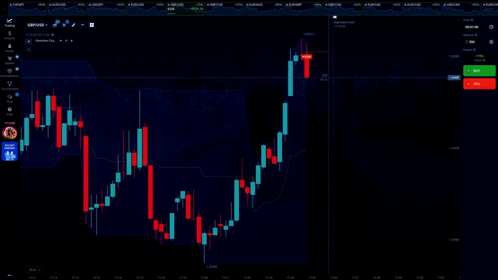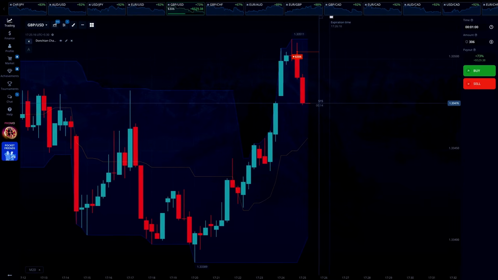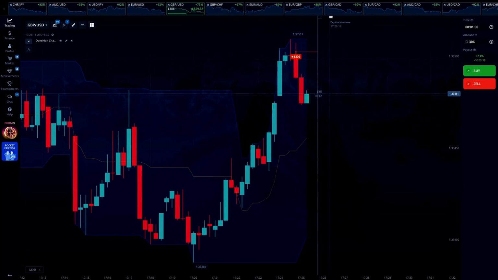If you look carefully at the candle that formed here, you can see a doji candle with a long upper wick. This long wick shows that price tried to move higher, but sellers quickly pushed the price back down. This type of candle tells us that the market is rejecting higher prices and that the resistance zone is holding. Because of this rejection signal, I waited for the candle to close, and then I entered a sell trade at the open of the next candle with a 1-minute expiry.